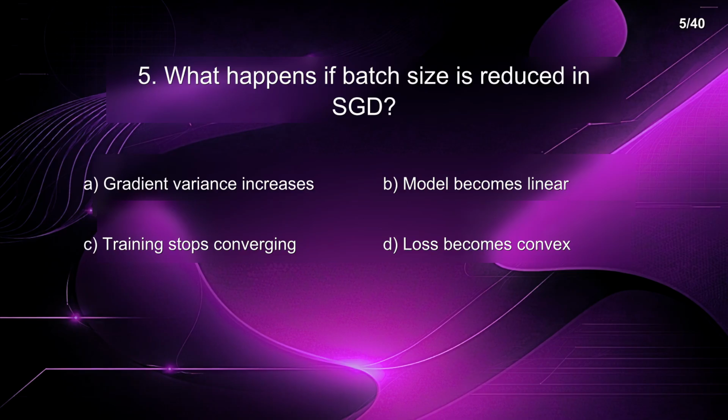Fifth question. What happens if batch size is reduced in SGD? A. Gradient variance increases. B. Model becomes linear. C. Training stops converging. D. Loss becomes convex. Correct answer is A. Gradient variance increases.